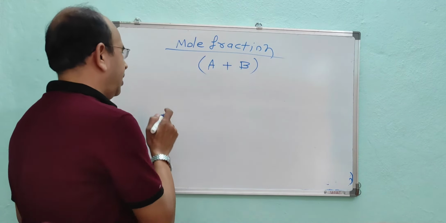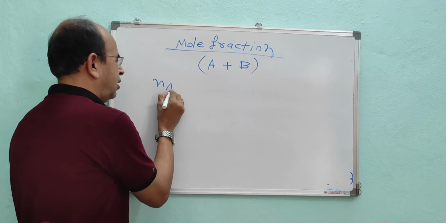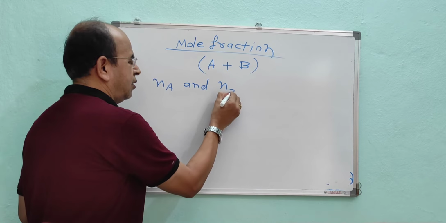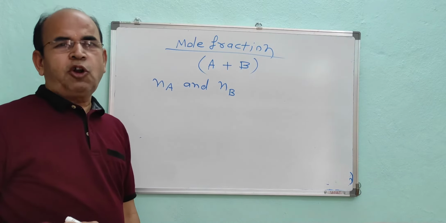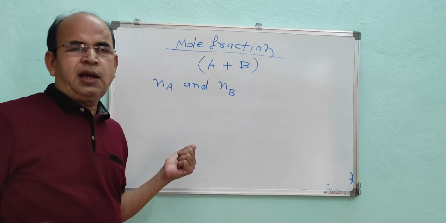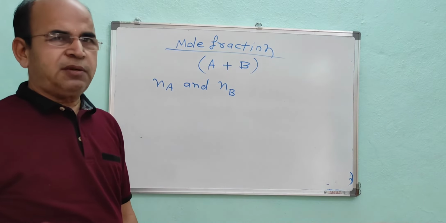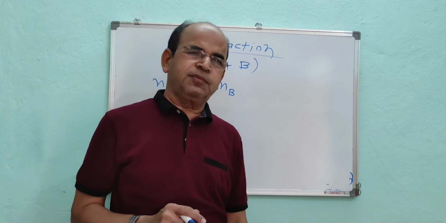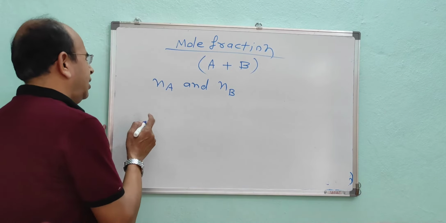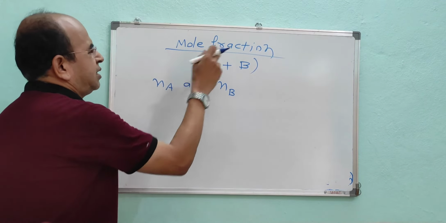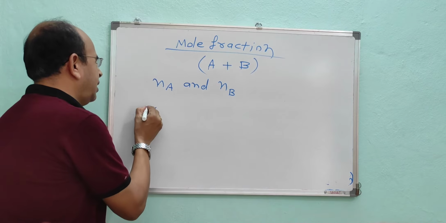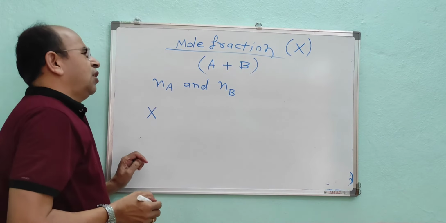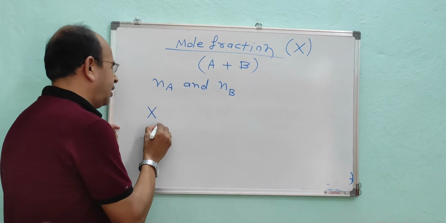Suppose Na and Nb are the number of moles of A and number of moles of B respectively. Then the mole fraction is indicated by X. Now the mole fraction of A is Xa.